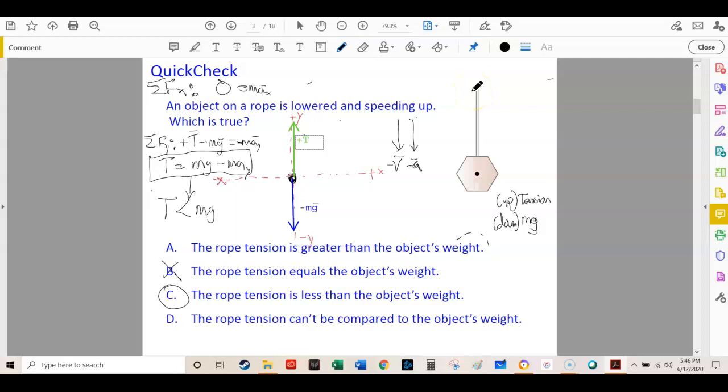Okay? So this is kind of how tension works. It's basically an abstract term for a rope or a string. And ropes pull. Ropes will always pull. Okay?